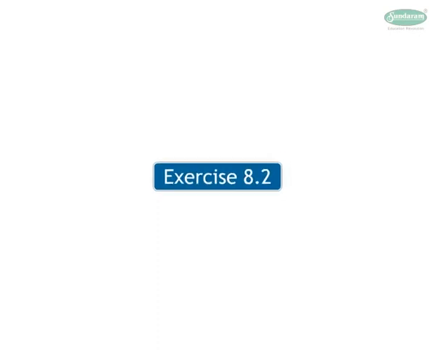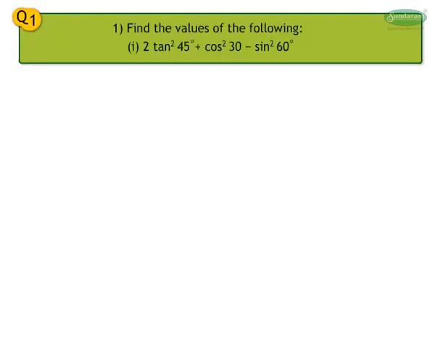Exercise 8.2. Question 1. 1. Find the values of the following. 1. 2 tan square 45 degrees plus cos square 30 minus sin square 60 degrees. Solution.